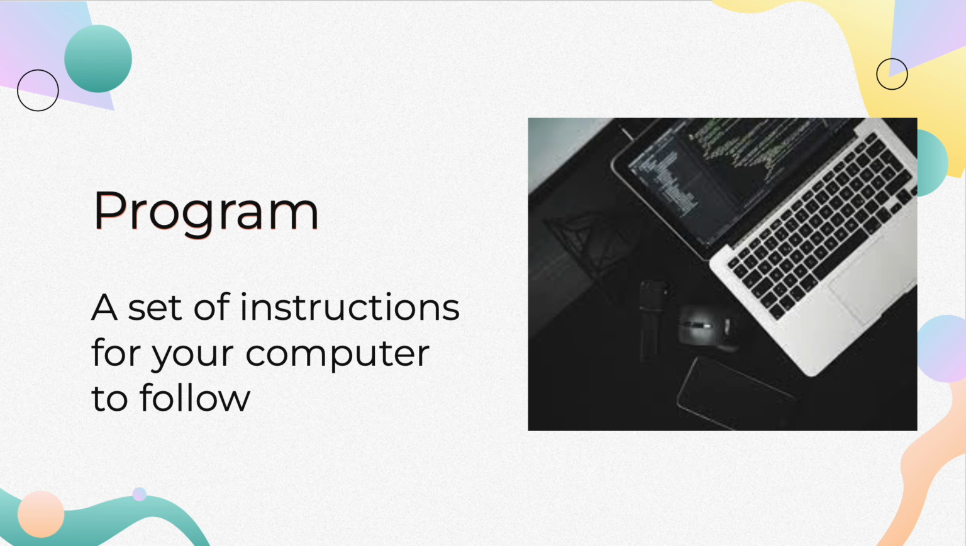So, what is a program? A program is a set of instructions for your computer to follow. If I asked you to write a program that makes a website, or if I asked you to write a program that controls a robot, that's what a program is. It's basically, okay, what is my computer doing? That's all a program is.